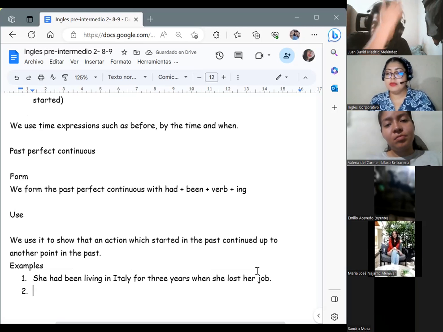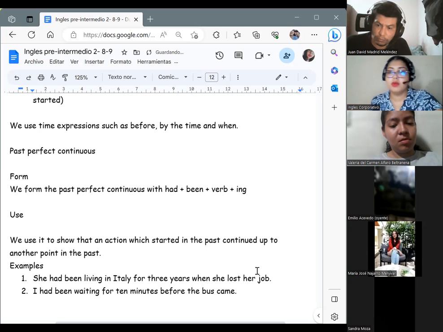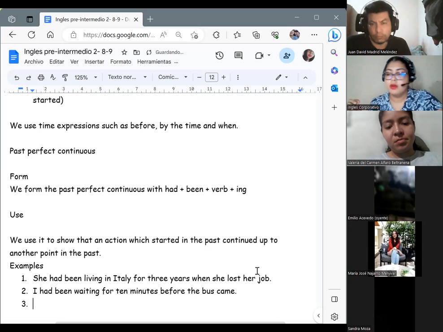Next one. I had been waiting for 10 minutes before the bus came. Había estado esperando por 10 minutos antes de que viniera el bus. O sea, ya tenía 10 minutos esperando a que llegara el bus o que pasara el bus.